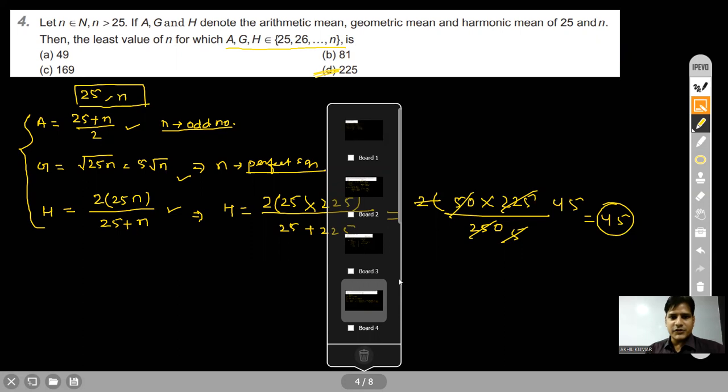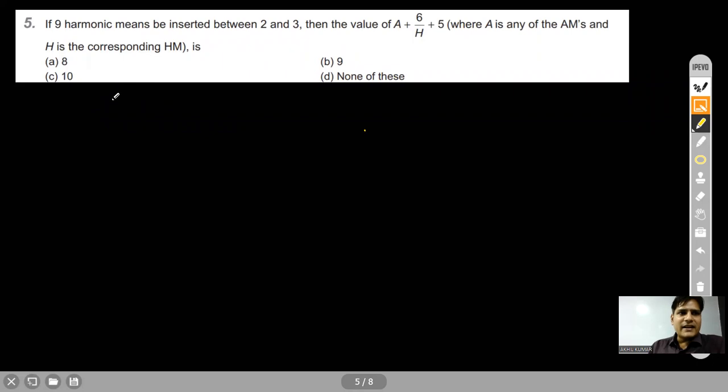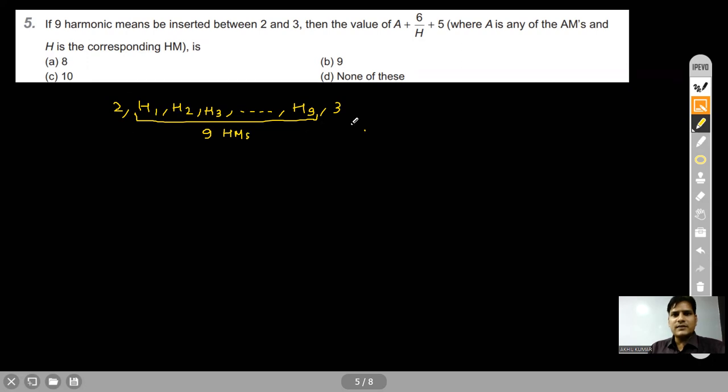Now we will take the next question, question number 5. It is saying that 9 harmonic means are inserted between 2 and 3, right? So between 2 and 3, we are inserting 9 harmonic means: H1, H2, H3, up to H9, and 3. Then the value of A plus 6 upon H plus 5, where A is any arithmetic mean and H is the corresponding harmonic mean.